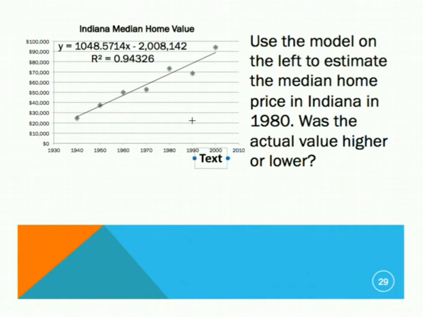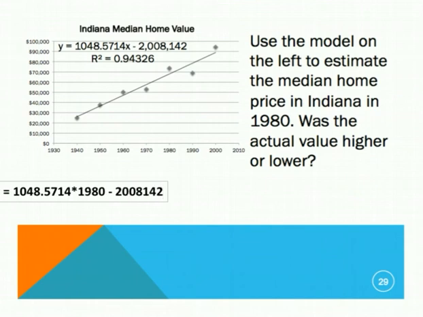And then finally, last question: use the model to estimate the median home price in Indiana in 1980. Was the actual value higher or lower? So all I'm going to do is use my equation here, and plug in my value of 1980. I apologize if you can hear my dogs barking. I'm going to go ahead and take my 1048.5714, multiply by 1980, and then subtract this 2 million that I have.